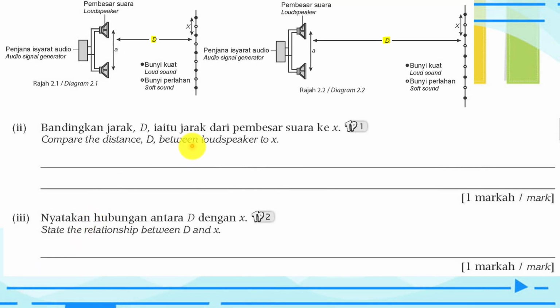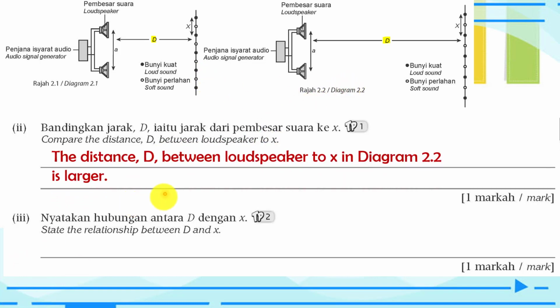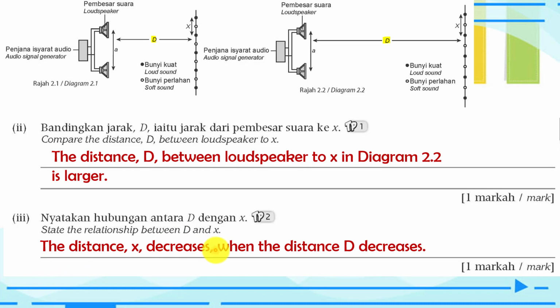Number 2, you need to compare the distance D between the two loudspeakers to the screen. So D in 2.2 is also longer. So the distance D between the loudspeaker and the screen in 2.2 is larger. Relationship between D and x: we find that when D is longer, x becomes longer also. So it should be directly proportional. So the distance x decreases when the distance D decreases.